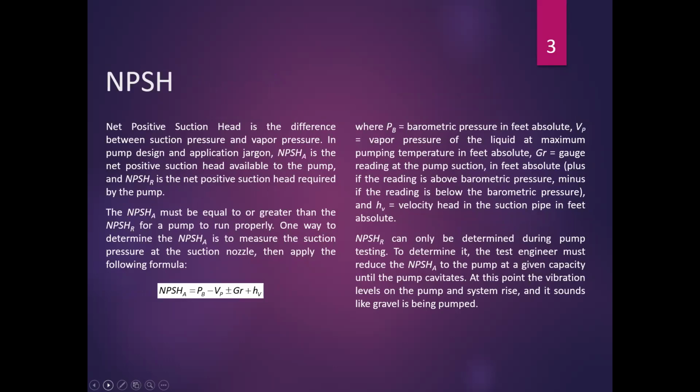So next, NPSH. This is what limits cavitation. Net positive suction head is the difference between the suction pressure and the vapor pressure. In pump design and application jargon, NPSHA is the net positive suction head available to the pump, and NPSHR is the net positive suction head required by the pump.